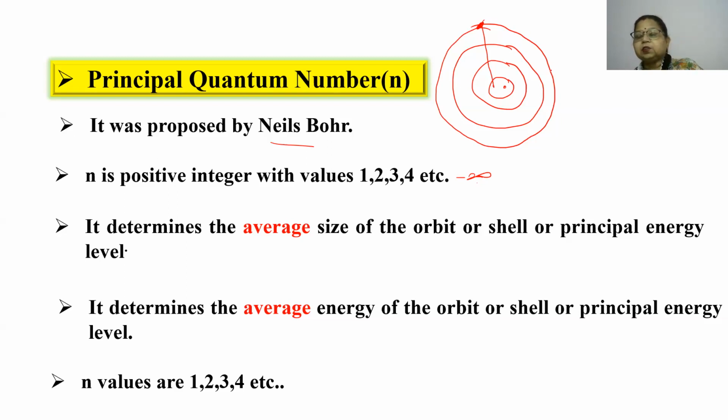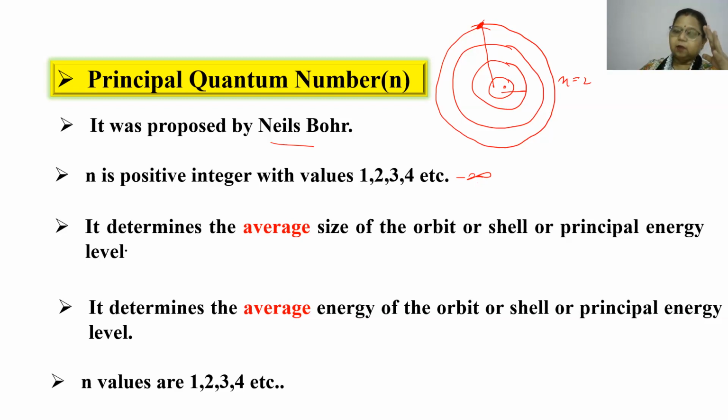If I am saying n is equal to 2, that means the distance between, if this is a nucleus, this will be the 1 and 2. We are talking about this distance. Why am I emphasizing on the word average?